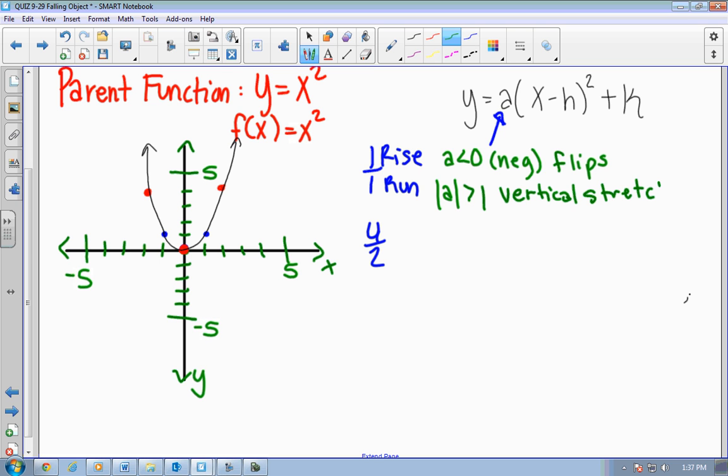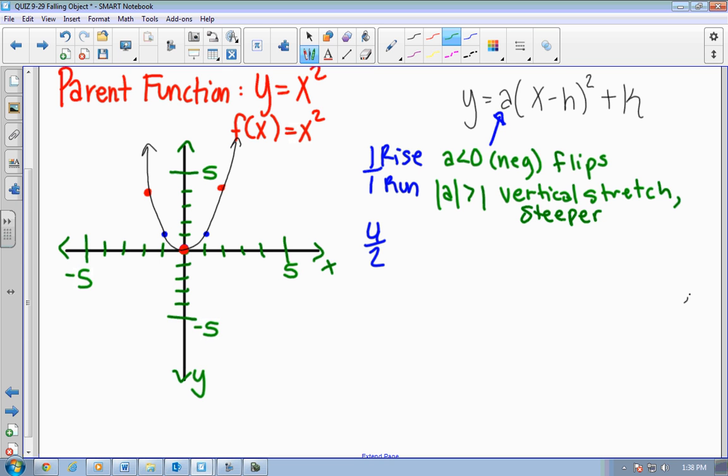And if you're stretching something, what happens with the sides, the slope-wise? Do they get steeper or less steep? Steeper, because you're stretching it, so it's pulling them in, and they're going to get steeper. It has a lot going on.